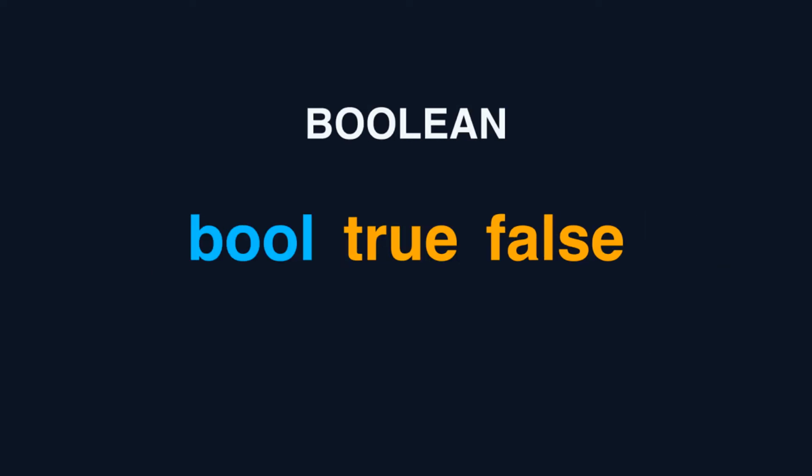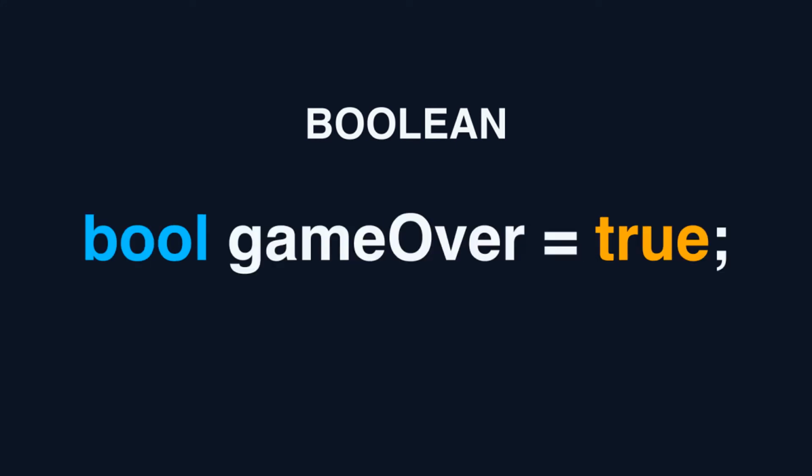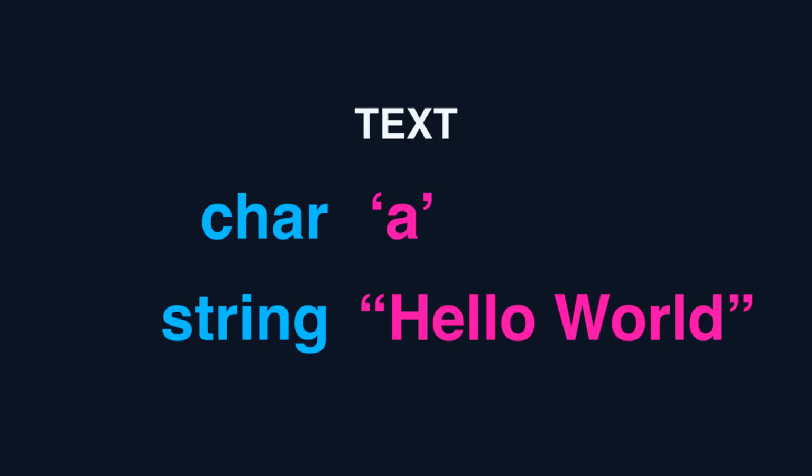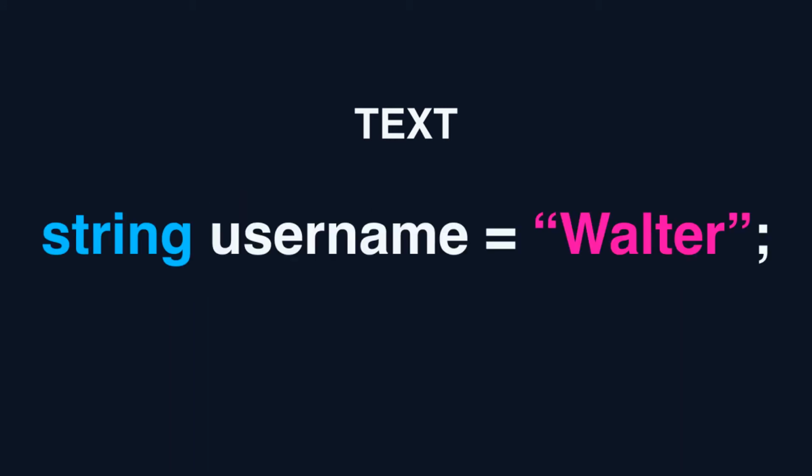And we can also have a variable that stores a true or false value. It's called a boolean variable. For example, we could have a boolean to hold the state of the game. And if we want to store some text data, we can use a char to store a single character or a string to store many characters. We could use a string to store the player username. To declare a string, you need to enclose the value between double quotes.